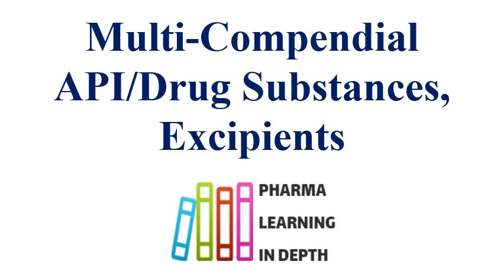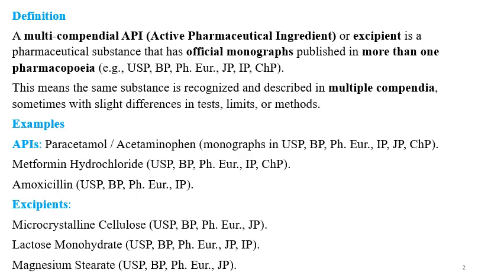I welcome all the viewers to this short video on understanding the multi-compendial APIs, drug substances, and excipients. So what is the exact meaning of multi-compendial? A multi-compendial API, that is active pharmaceutical ingredient or drug substance, or excipient, is a substance that has official monographs published in more than one pharmacopoeia.